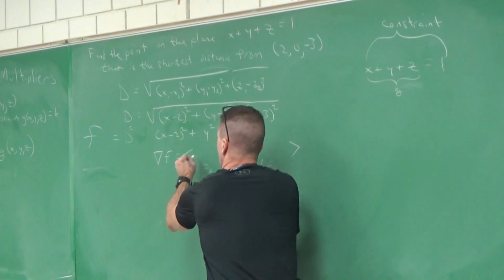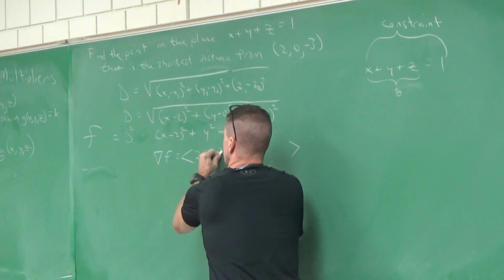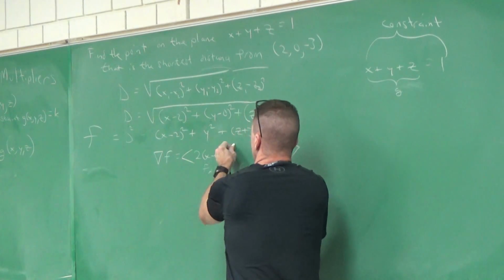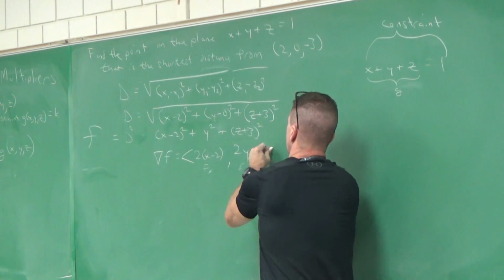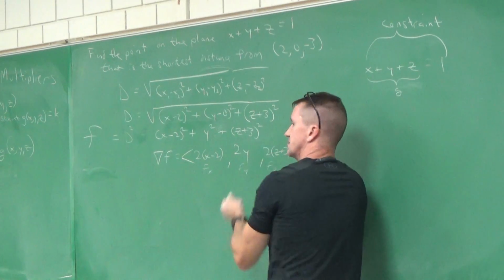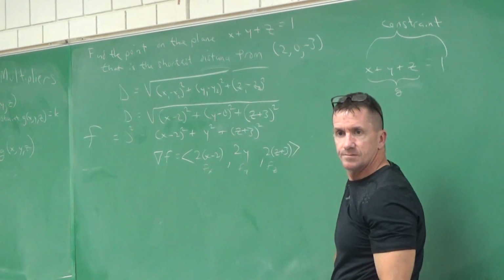This is just 2 times (x - 2), and that's it. What's this partial derivative? And this is just 2 times (z + 3). Does everyone agree? Those are the partial derivatives.